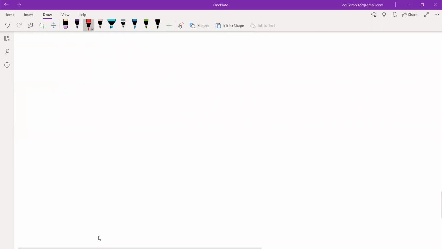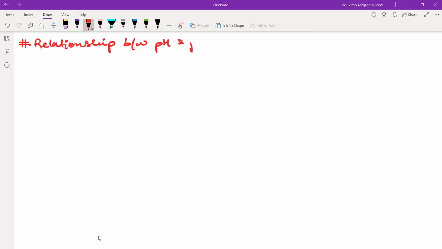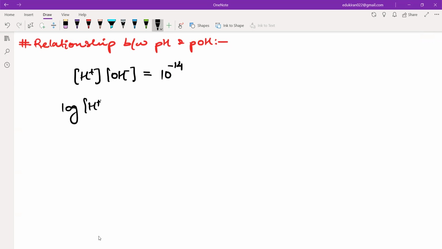Now I have to give you a relationship between a few things. So please just write the relationship between pH and pOH of a particular solution. We are basically comparing the concentration of H positive and the concentration of OH negative and the minus log of both of them. We know that the product of the concentration of H positive and the concentration of OH negative in any solution is equal to 10 to the power minus 14, no matter whether it is acidic or basic. Now I am putting log on both sides, and write this with me.